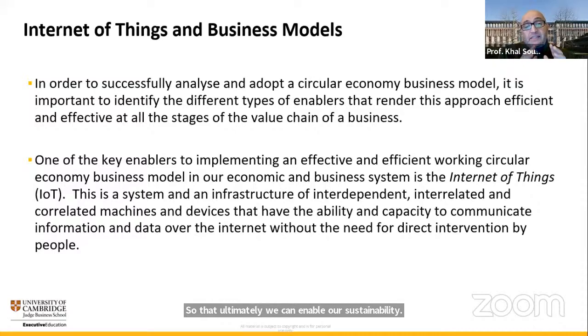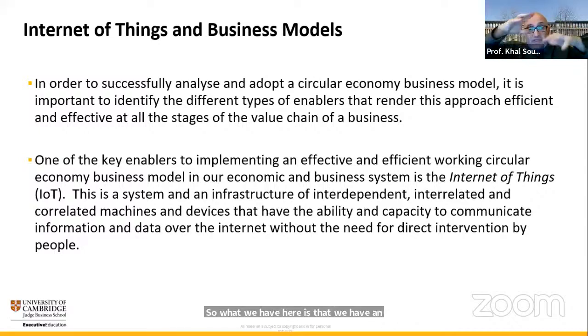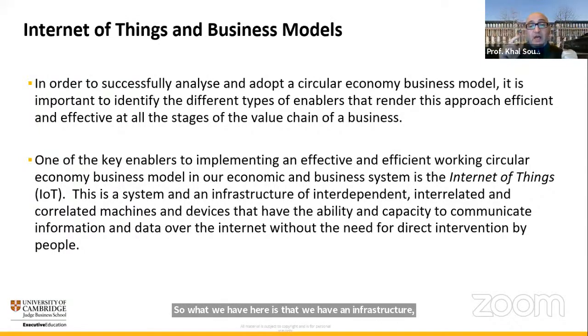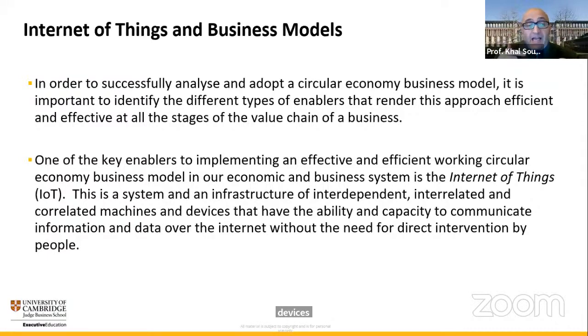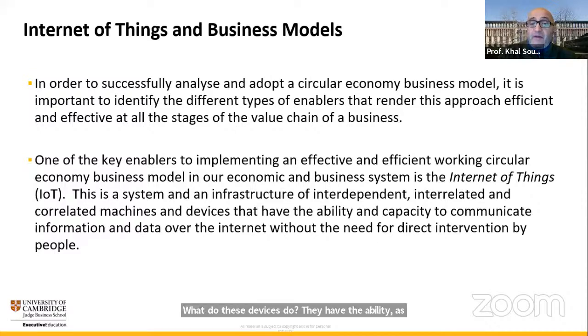The Internet of Things is a system and an infrastructure of interdependent, interrelated, and correlated machines and devices. So what we have here is an infrastructure of interdependent, interrelated, and correlated machines and devices. What do these devices do? They have the ability and capacity to communicate information and data over the internet.